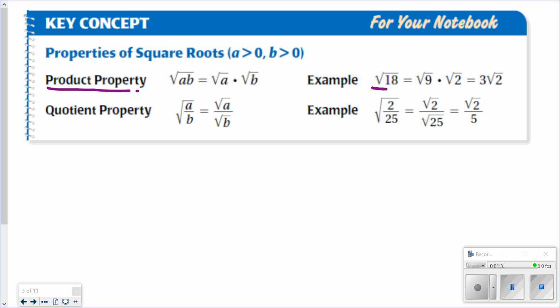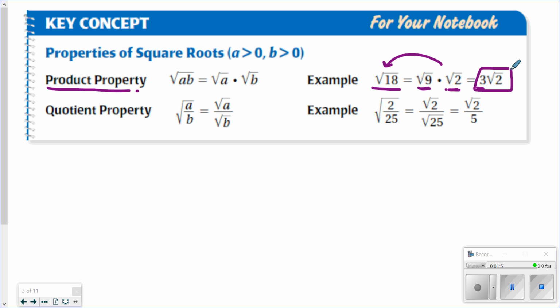So if we look at our example here, we have the square root of 18. What perfect square is divisible by 18? Well, we know it's 9, and we know 9 times 2 would give us 18. Well, the square root of 9 does simplify to 3, and so our answer then would be 3 radical 2.